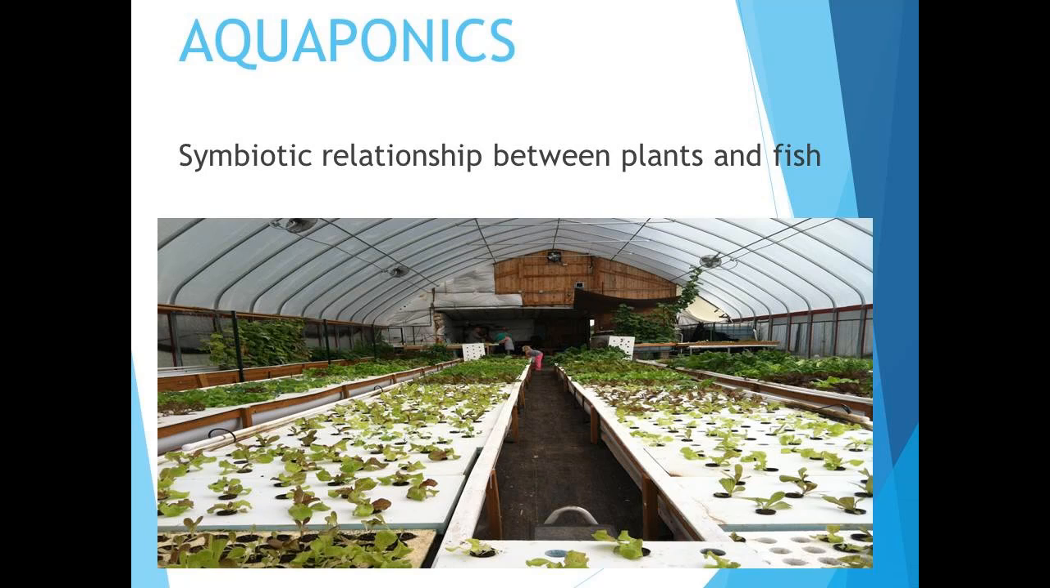This is just a picture of our first greenhouse. Of course, aquaponics is a symbiotic relationship between the plants and the fish. In aquaponics, if you don't have fish or some kind of aquatic species, you're not going to have aquaponics. You're just going to have the opposite of aquaponics, hydroponics.